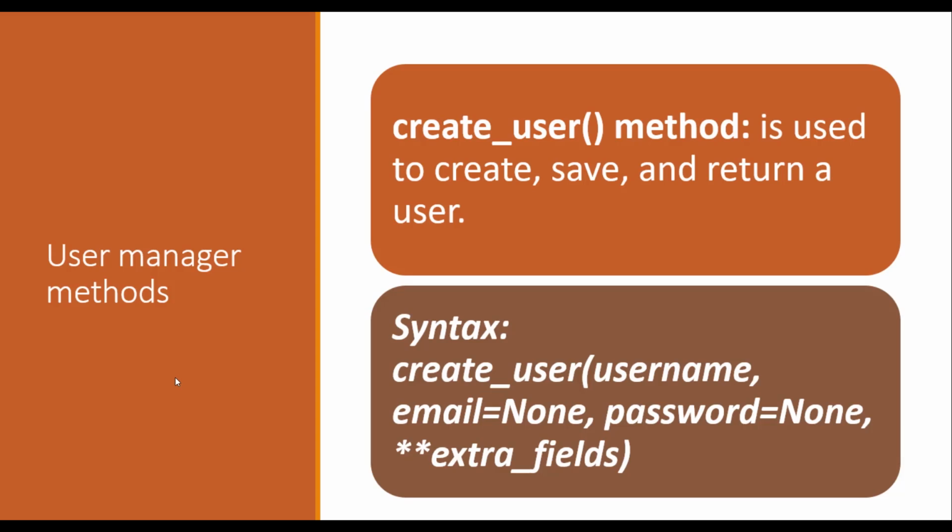The first one is the create_user method. This method is used to create, save and return a user, and the syntax for this method is create_user, and in parentheses we pass different arguments. The first one is username, the second one is email, the third one is password, and the fourth one is extra_fields.